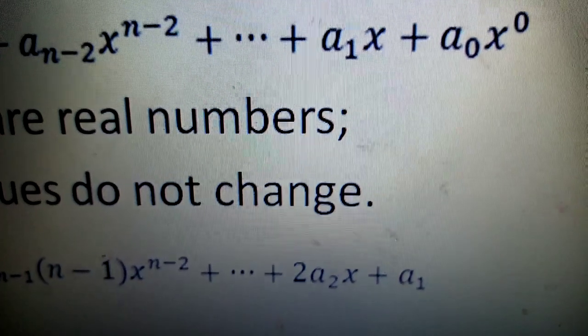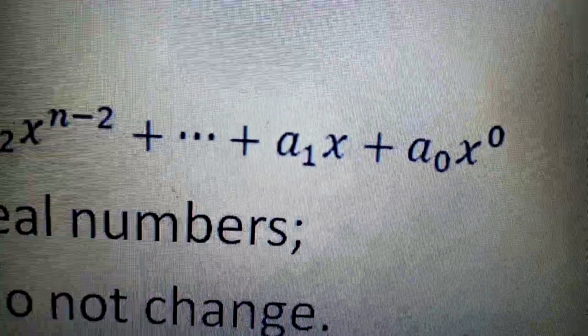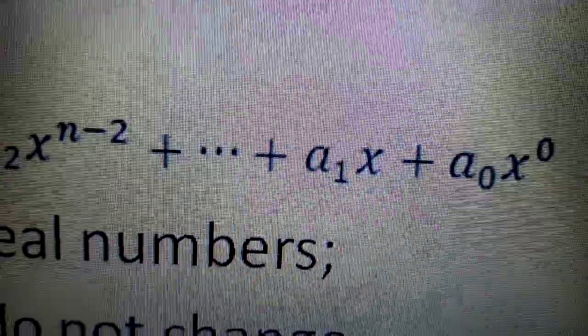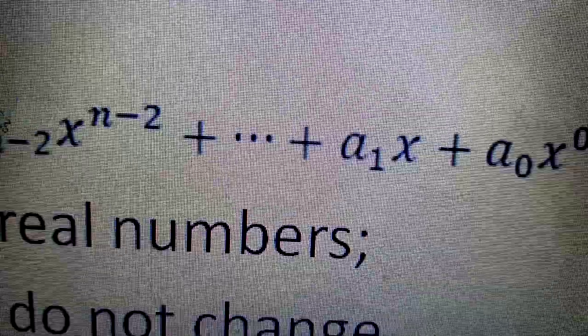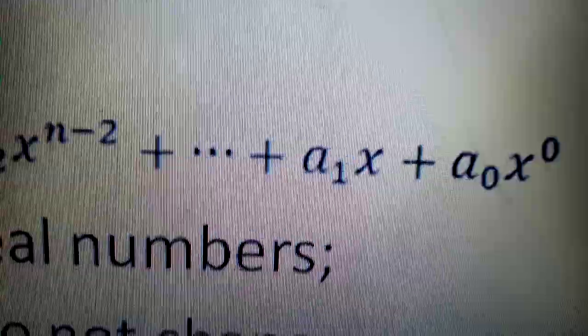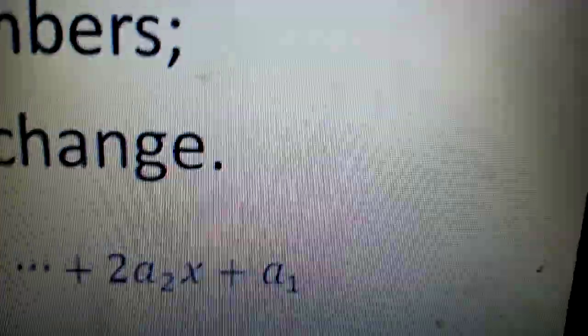Similarly, when we get to the part of the function a subscript 1 x, the power on the x there is 1. So 1 multiplied by a subscript 1 will be a subscript 1. Then 1 minus 1 on the power will be 0. Any number raised to the power 0 is 1. So that means that we'll be left with a subscript 1.